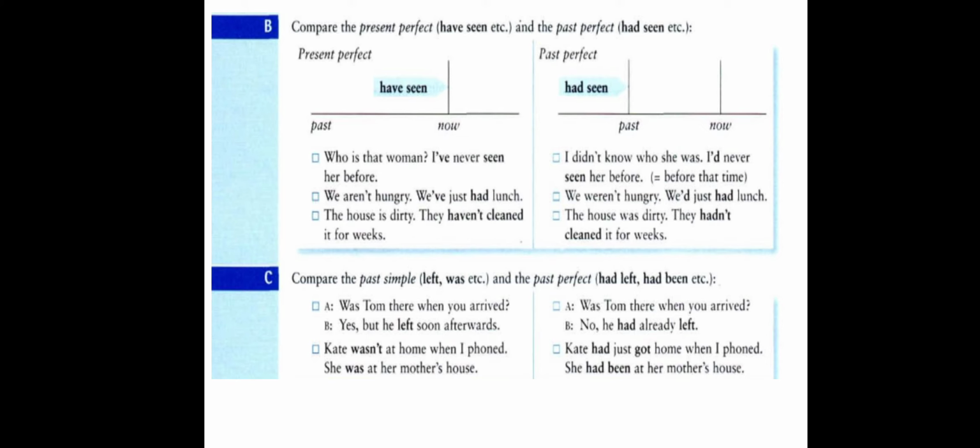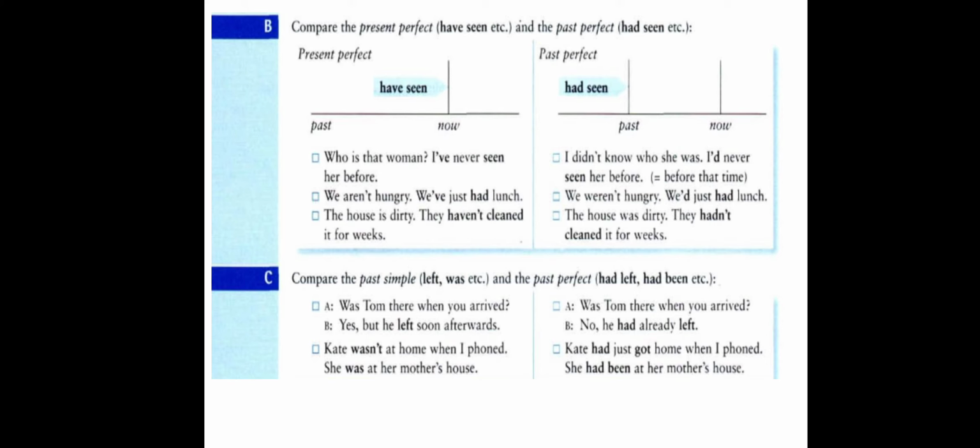Compare the past simple, left or was, the verb in the past simple, and the verb in the past perfect. Past perfect is had plus the past participle: had left or had been.